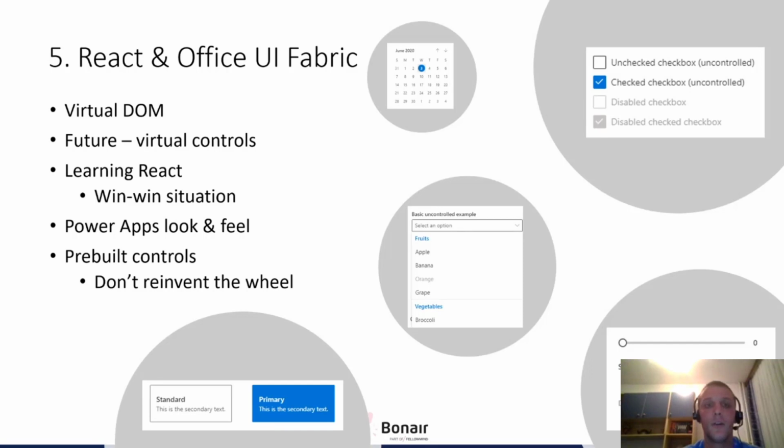Let's go to the Office Fabric part. That's the Power Apps look and feel brought to you with that library. So you can see a few controls here. For example, calendar, option sets, sliders, checkboxes. You don't need to reinvent the wheel, copy CSS files all around just to make the control have the same look and feel as your model-driven apps. Just use Office Fabric. It will save you a lot of time. That's for the external libraries.